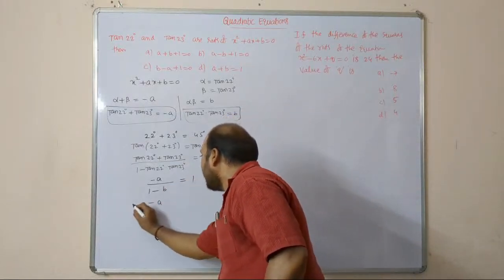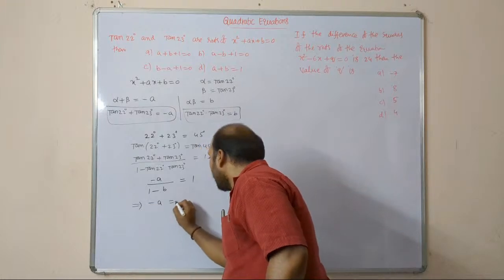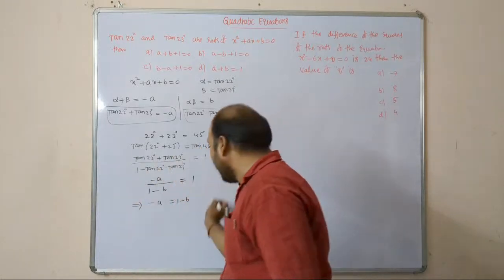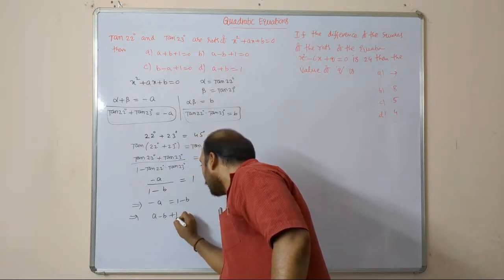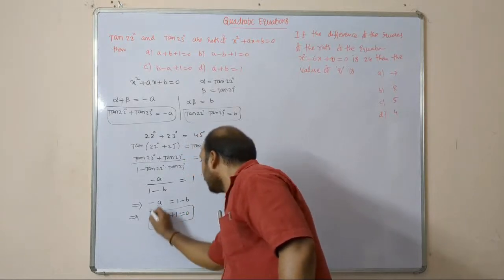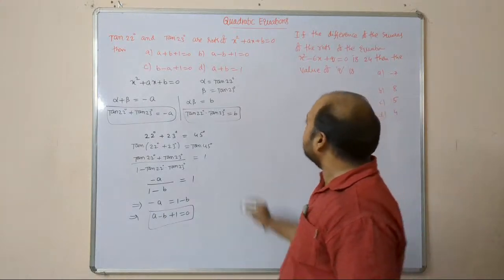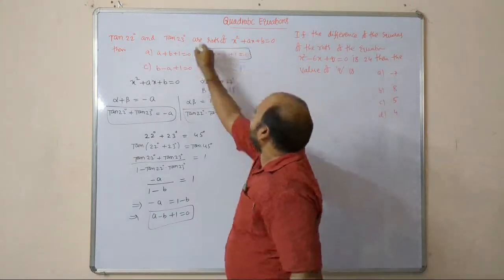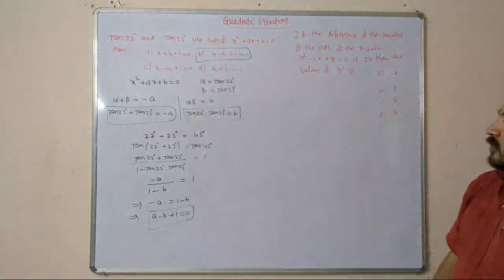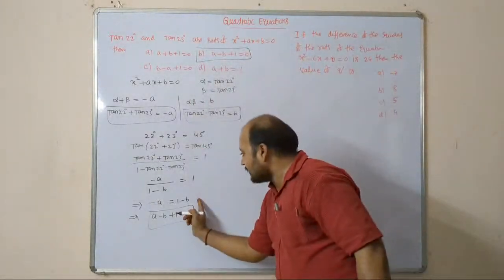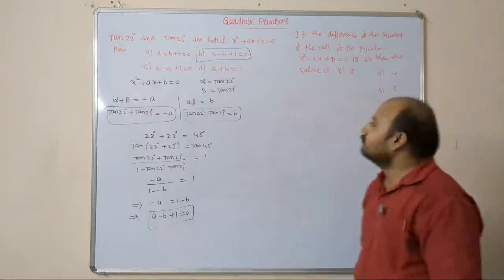So minus a is equal to 1 minus b. This minus a we are taking this side. So a minus b plus 1 equal to 0. So a minus b plus 1 equal to 0. It is there in the second option, dear students. So minus a I am taking this side, plus a minus b plus 1.